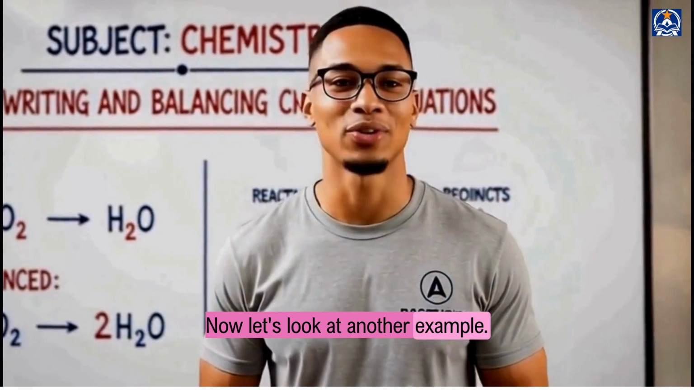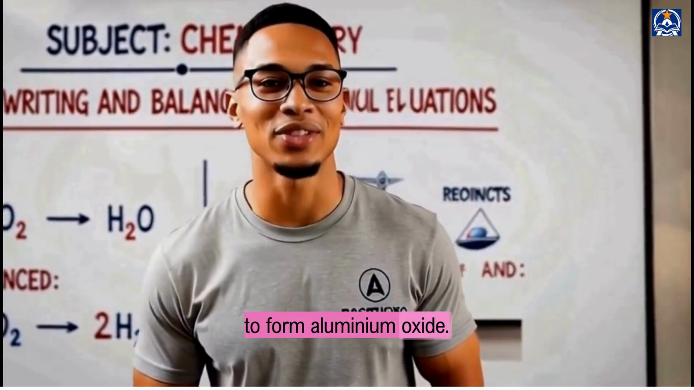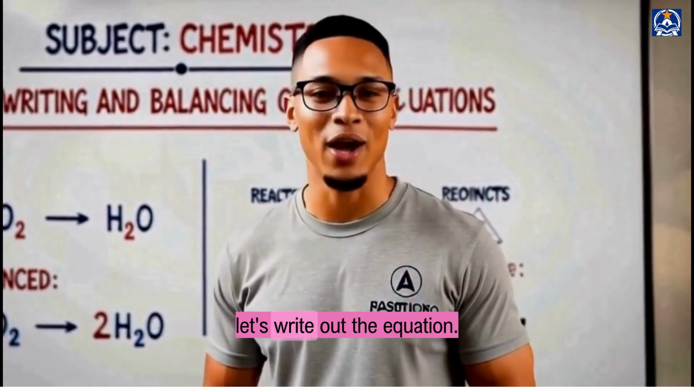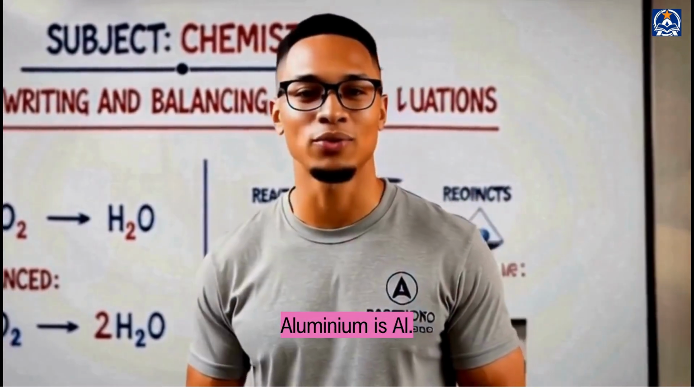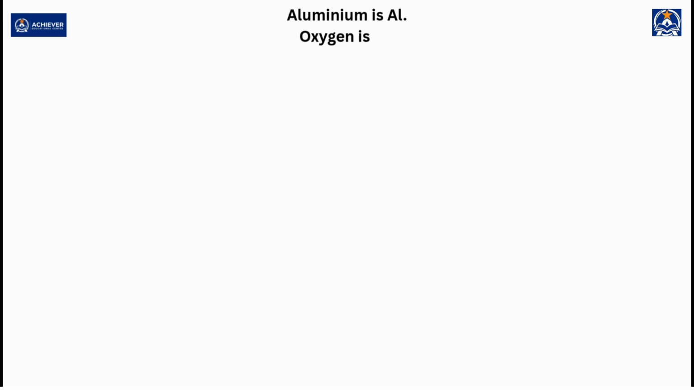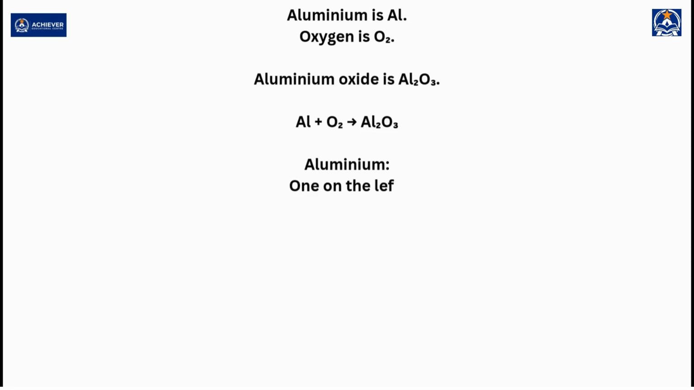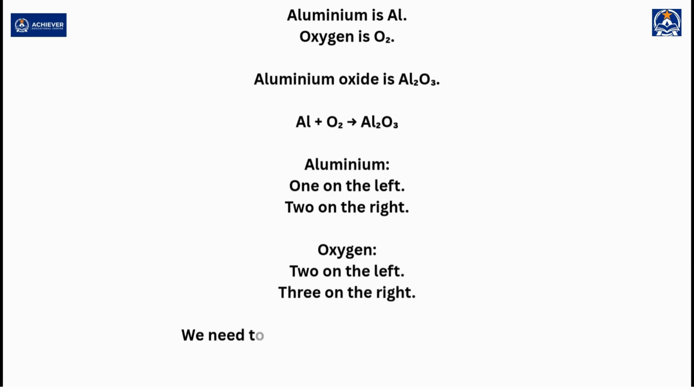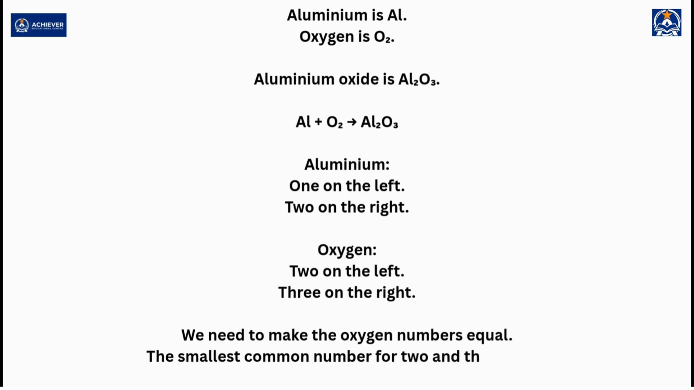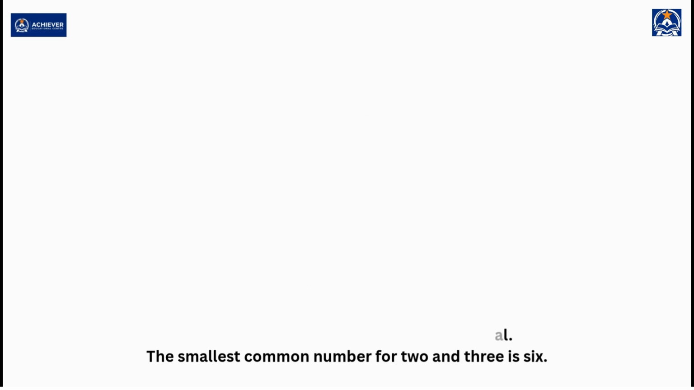Now let's look at another example. Aluminium reacts with oxygen to form aluminium oxide. Firstly, let's write out the equation. Aluminium is Al. Oxygen is O2. Aluminium oxide is Al2O3. So, Al plus O2 gives Al2O3. Now count. Aluminium, 1 on the left, 2 on the right. Oxygen, 2 on the left, 3 on the right. We need to make the oxygen numbers equal. The smallest common number for 2 and 3 is 6. So let's make 6 oxygen atoms on both sides.